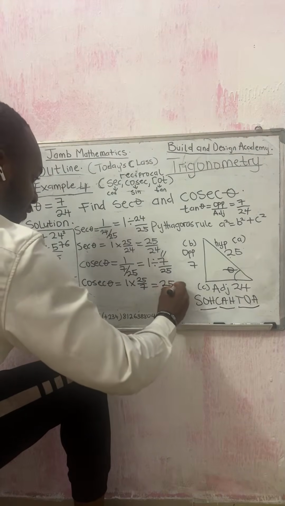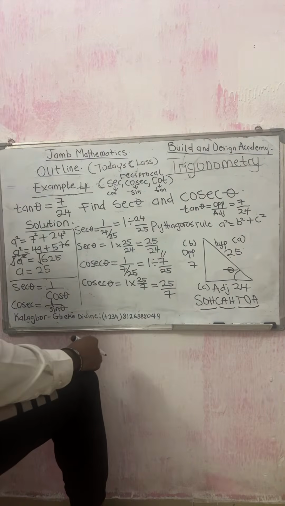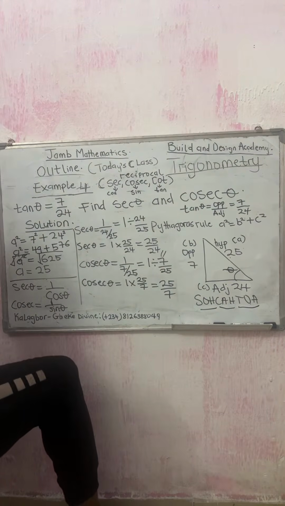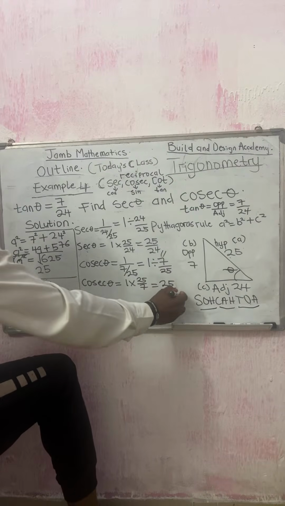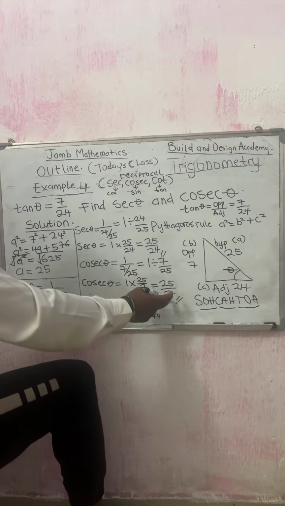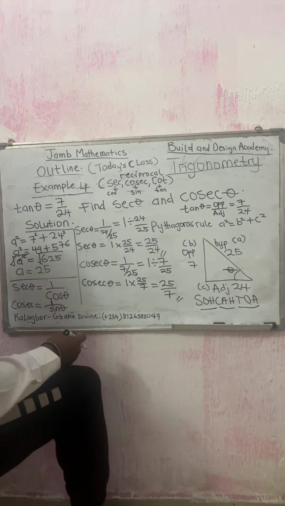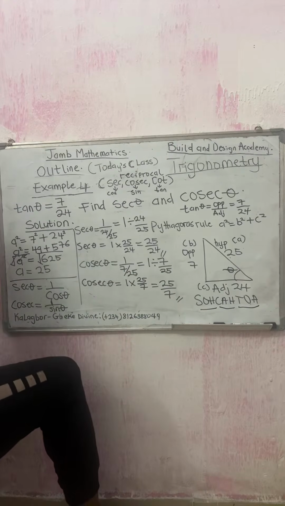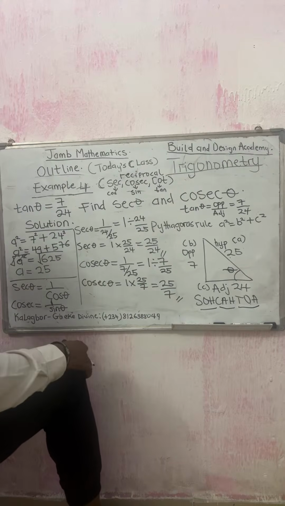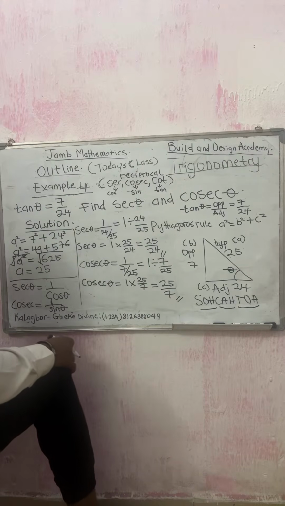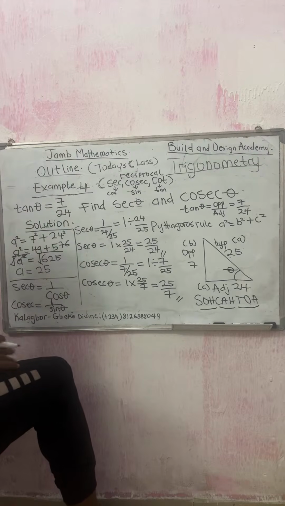That is 25 over 7. Someone asked in the comment section, can we leave our answer in decimal? Yes, it's your choice. If you want to convert it to decimal, you are still correct. If you want to leave it as a fraction, you are still correct. So we are done with example 4.